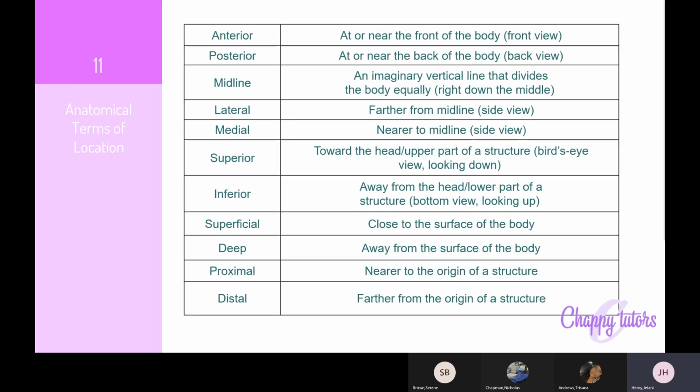Okay, so this table just summarizes what I would have gone through just now. The only thing I wouldn't have mentioned was superficial and deep, right? Superficial refers to close to the surface of the body. Deep refers to further away from the surface of the body, right? Okay.